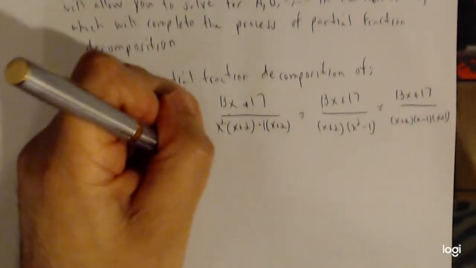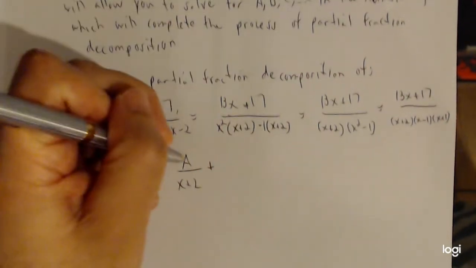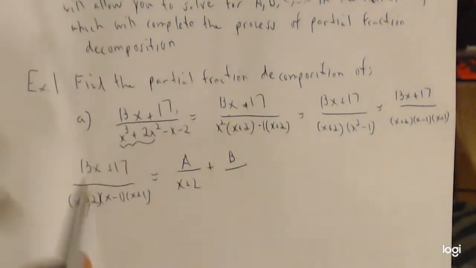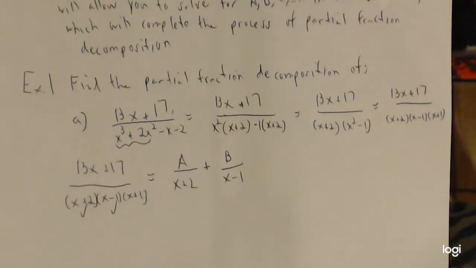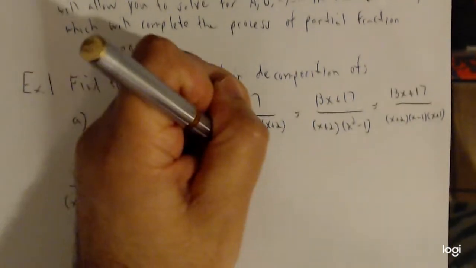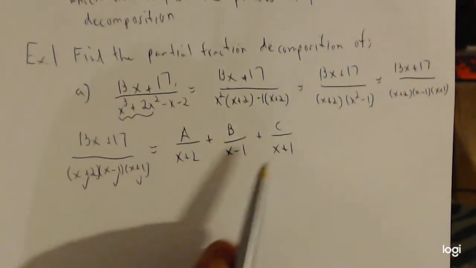Then I'll say plus, now go on to the next factor. What do we notice? This is linear non-repeating, so since A has already been used, we'll say B over x minus 1. So that's taken care of. And then finally, when I get to this one, that's also linear non-repeating, and it'll be C over x plus 1. Okay, so now that we have this, what is it that I want to do now?